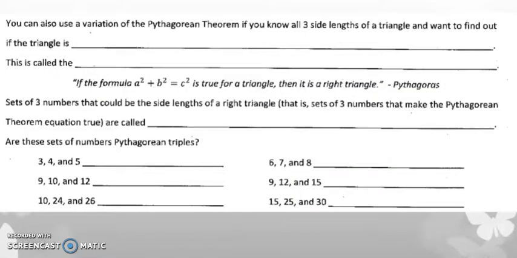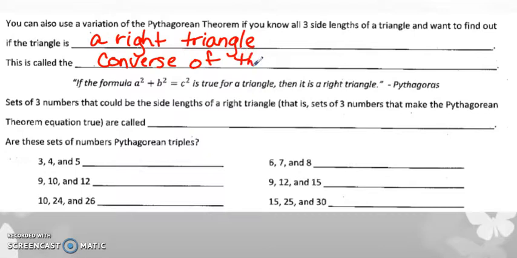The last thing that you can use the Pythagorean theorem for is to determine if a triangle is actually a right triangle. This is called the converse of the Pythagorean theorem. We are still using a squared plus b squared is equal to c squared. And what you're going to determine is if the sides that you are given are Pythagorean triples.